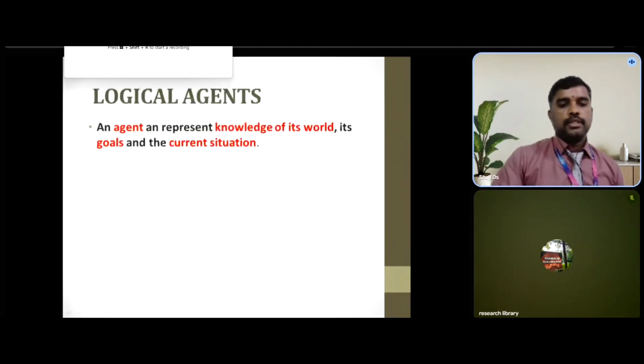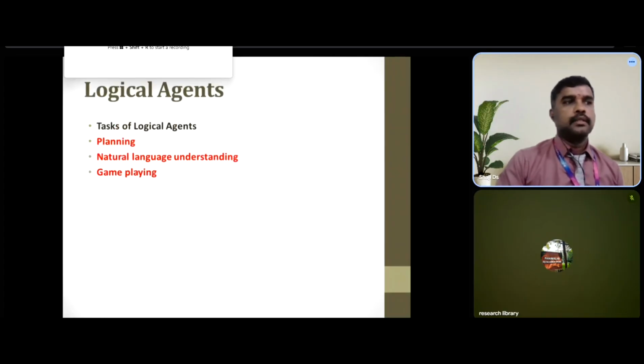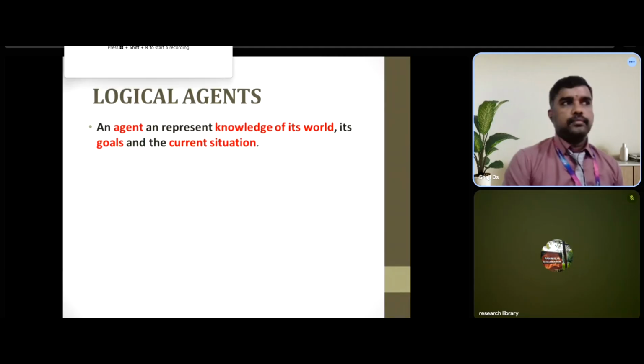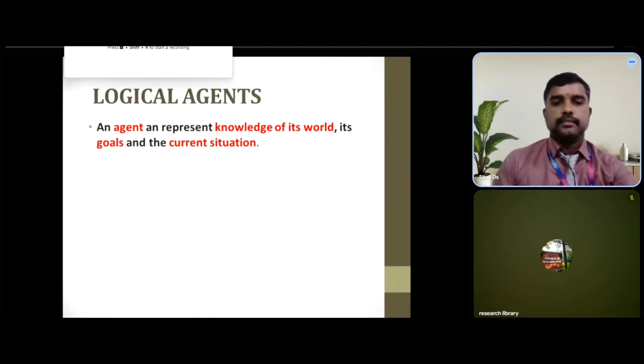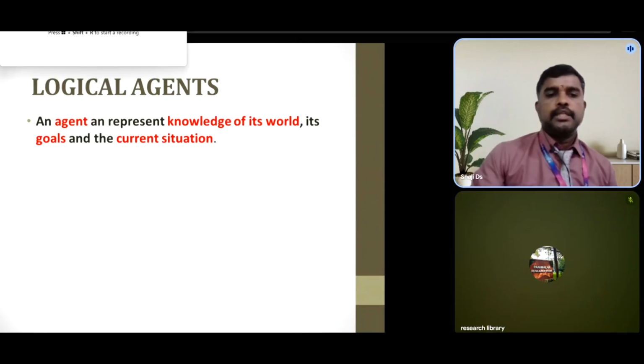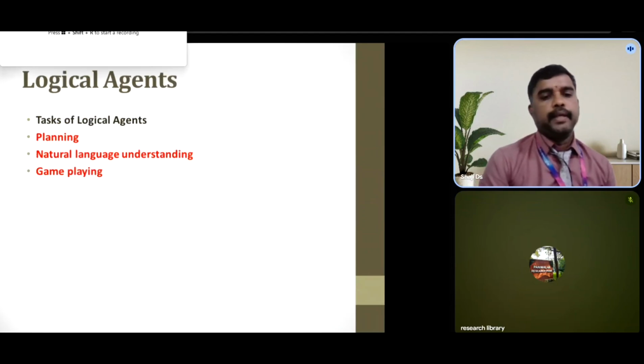So, knowledge and reasoning are important to logical agents because they enable successful behavior to achieve a desired goal. The logical agent has a representation of knowledge of its world, and its goals, to achieve a variety of tasks such as planning, natural language understanding, and game playing.